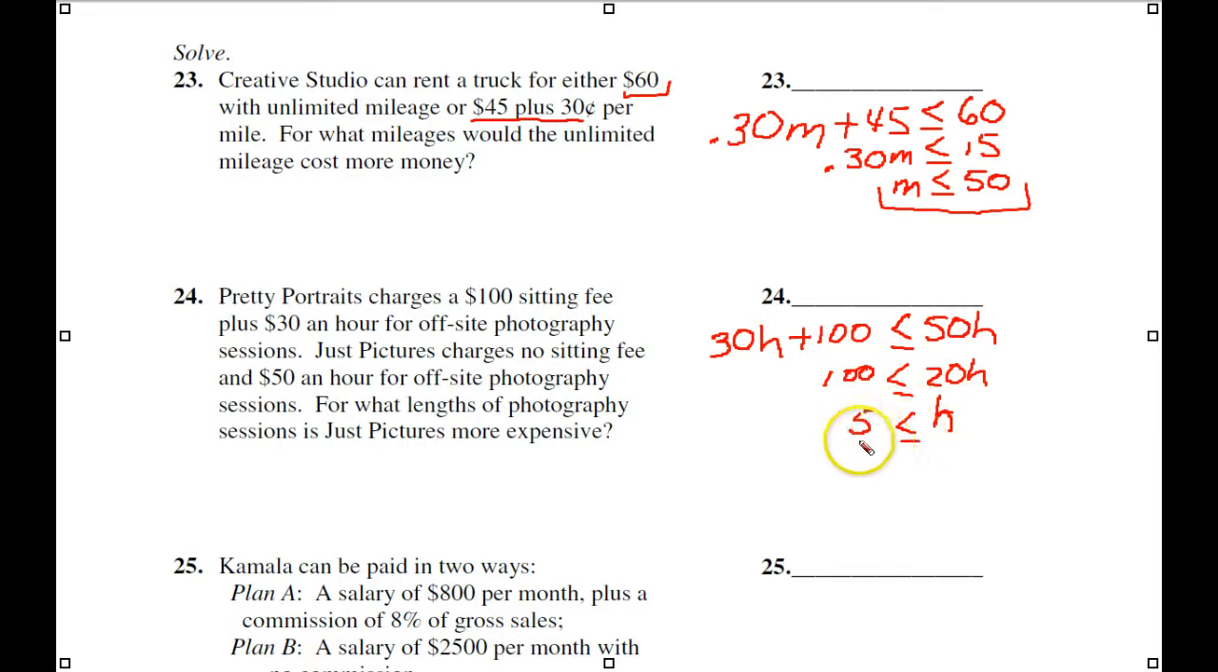So what does that mean? Well, if you're going to be less than 5 hours, then this one's the better deal. If you're going to be more than 5 hours, then this is the better deal. Okay?